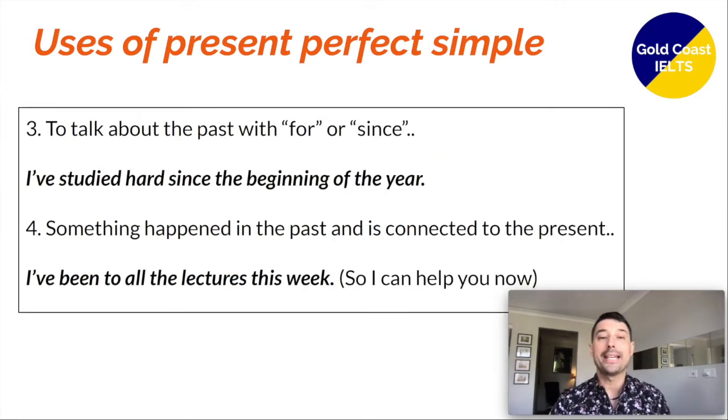So the third way is to talk about the past with for or since. You could say, I've studied hard since the beginning of the year. Or maybe you could change it to for 6 months. The last way to use it is for something that happened in the past and is connected to the present. For example, I've been to all the lectures this week. And the implied meaning is, so I can help you now with your work.